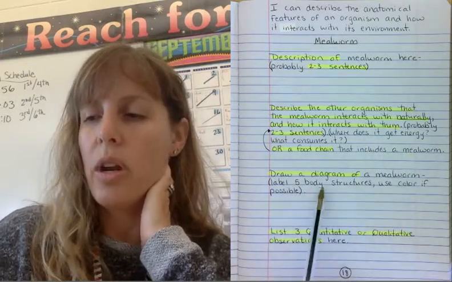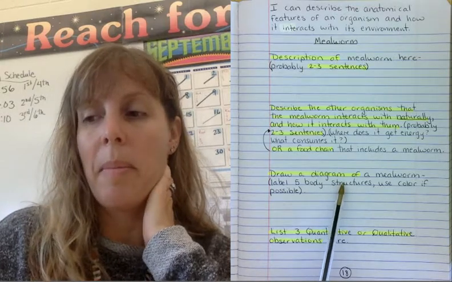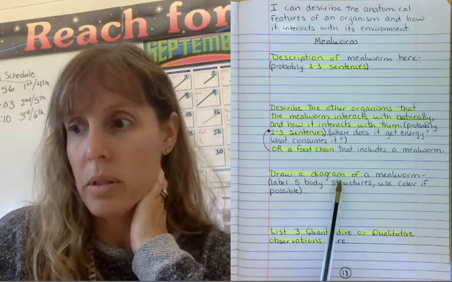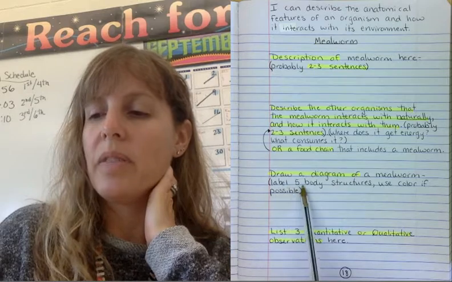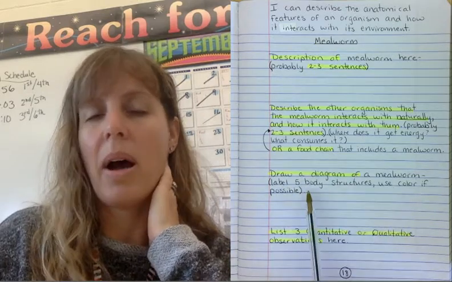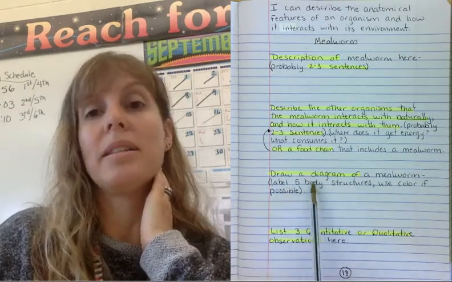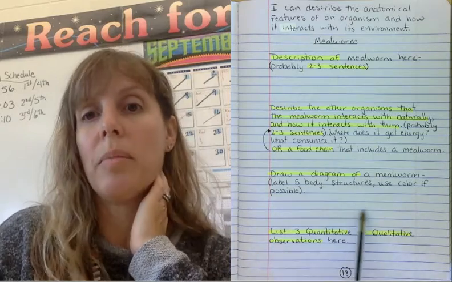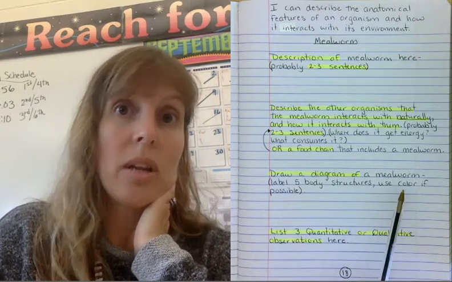Underneath that, I want you to draw a diagram of a mealworm. Remember, a diagram is a picture with labels. So label at least 5 body structures and use color if possible. You don't have to label it as a diagram. Just draw your mealworm here and label 5 body structures and color it if you can.